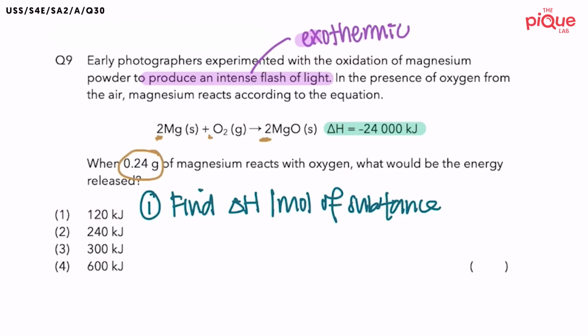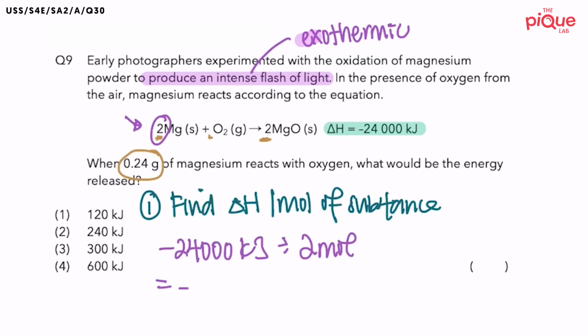First step, use the equation here. How many moles of magnesium is reacting? 2 moles is reacting, right? Which means that 24,000 kilojoules is going to be produced when 2 moles of magnesium is reacted. So this actually gives me a value of minus 12,000 kilojoules per mole of magnesium reacted.